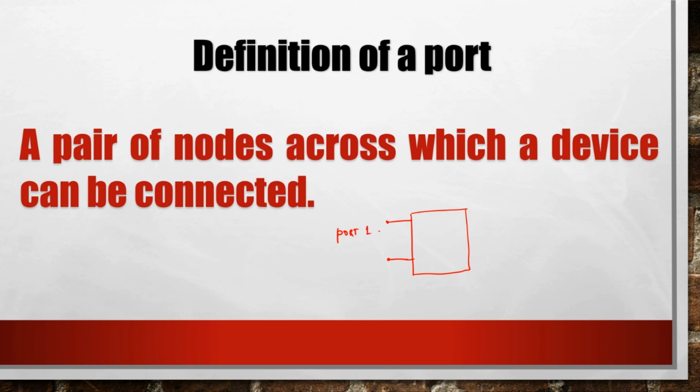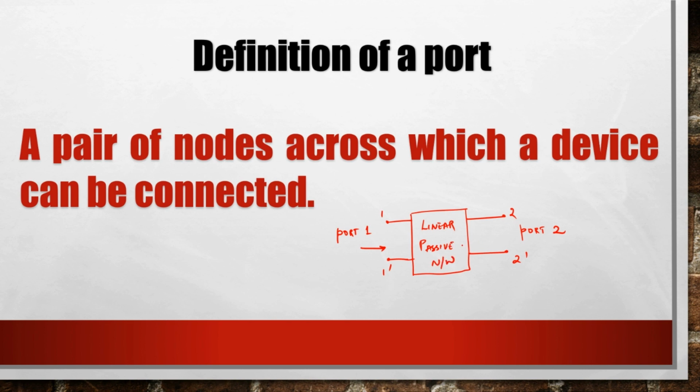So if I call this port 1, having two nodes, and say I have my input coming in from here, then I can get my output from the other side of the device, call it port 2, having two other nodes 2 and 2 dash. And in that case, this could probably be a linear passive network.